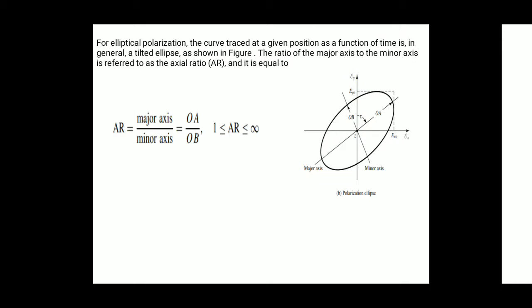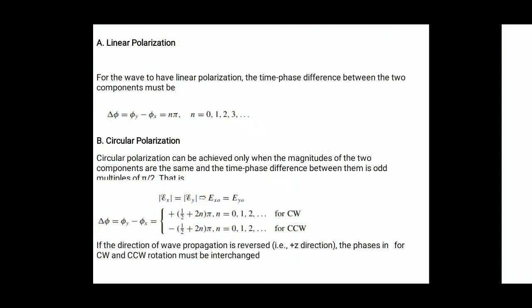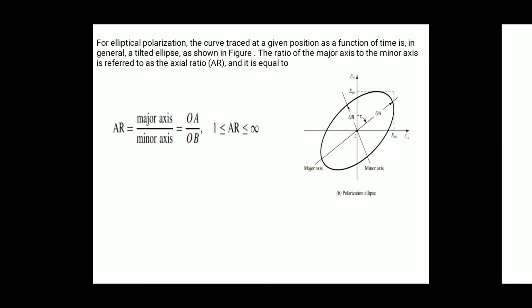So the range of the axial ratio is 1 to infinity. If the axial ratio equals 1, it means the minor axis equals the major axis. In this case the ellipse looks like a circle, so this is circular polarization.